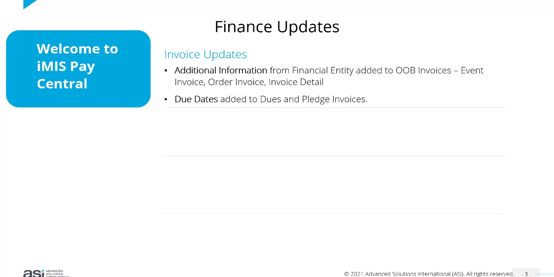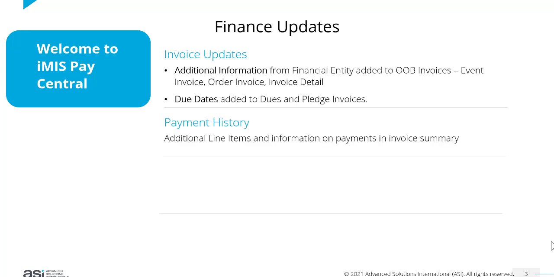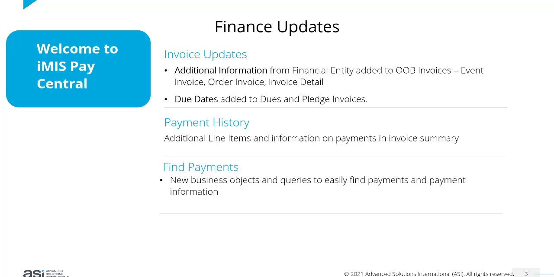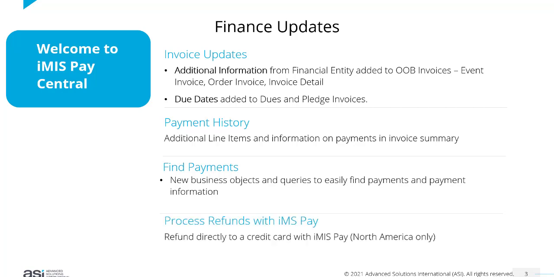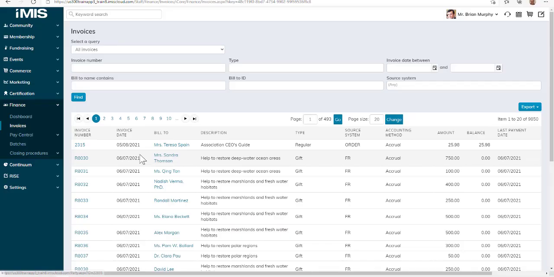Also, the due date field has been added to dues and pledge invoices. Payment history: there have been some additional line items and information on payments in our invoice summary. Find payments: some new business objects and queries have been added to iMIS to easily find payments and payment information. And we can process refunds now with iMIS Pay, and that is in North America only at this stage. Let's have a look at each of those elements in more detail.